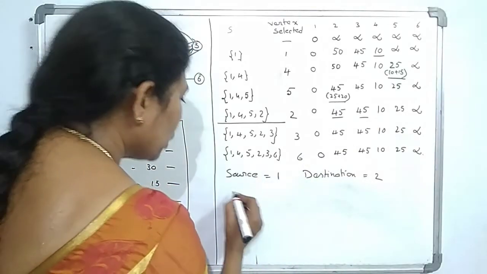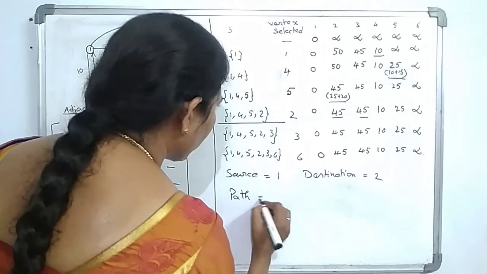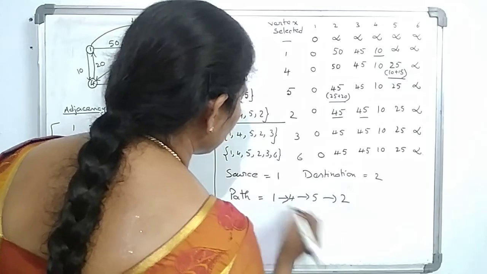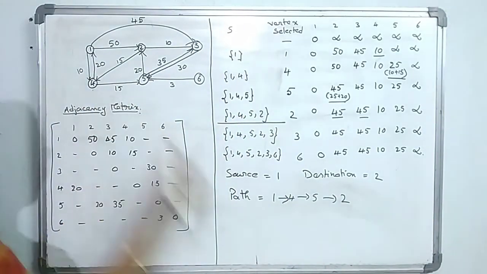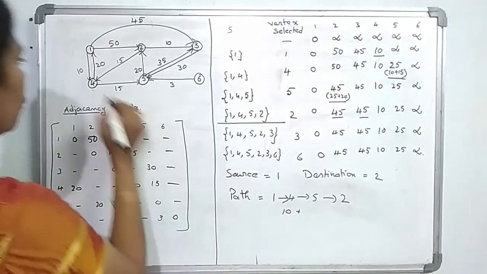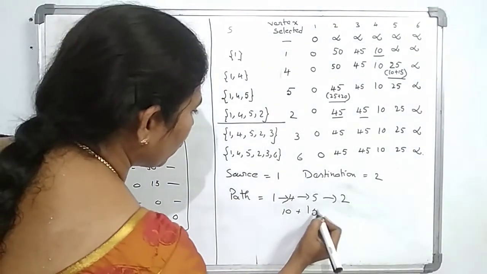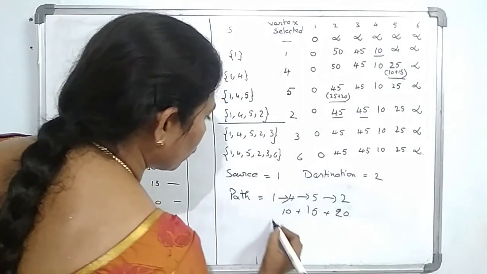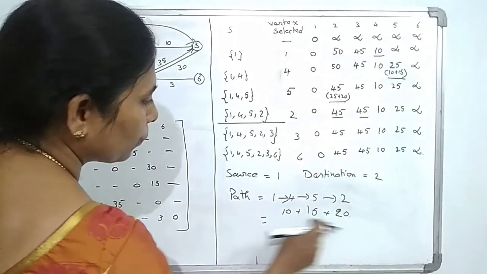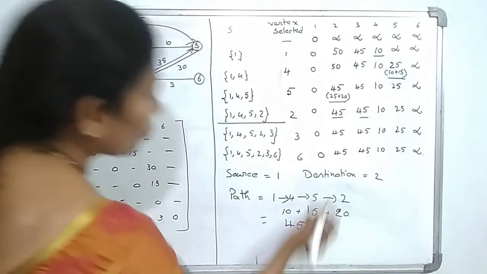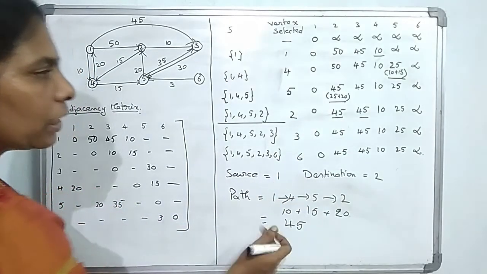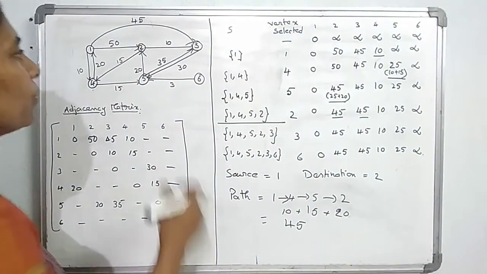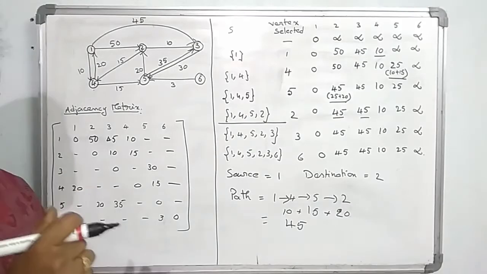So in that case the path of the 1 to 2 comes under the 1 to 4, 4 to 5 and 5 to 2. So that means 1 to 4, that means 10, plus 4 to 5, 15, plus 5 to 2, 20. The total is 10 plus 15, 25, plus 20, 45. So in that also you are having the 45. So in that we can identify what is the shortest path of the given problem. So this is the example of this Dijkstra algorithm.